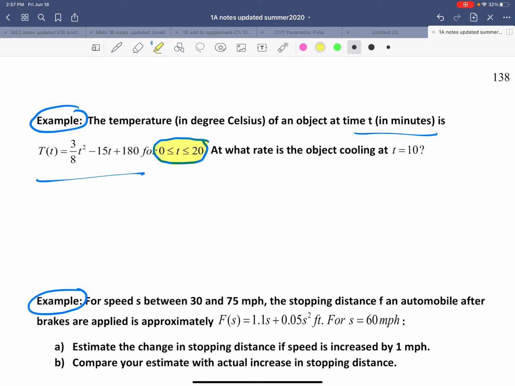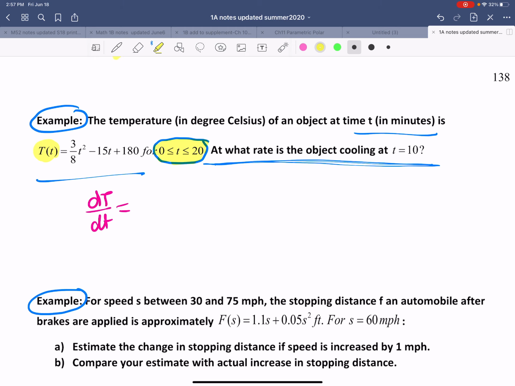This is the domain given to us, that this function is only valid between t equals 0 to 20. At what rate is the temperature cooling, or the object cooling, when t is 10? Okay, so dT/dt, which is the derivative of temperature with respect to time. Don't think this is just saying that the temperature is a function of time. The temperature is the dependent variable, time is the independent variable.